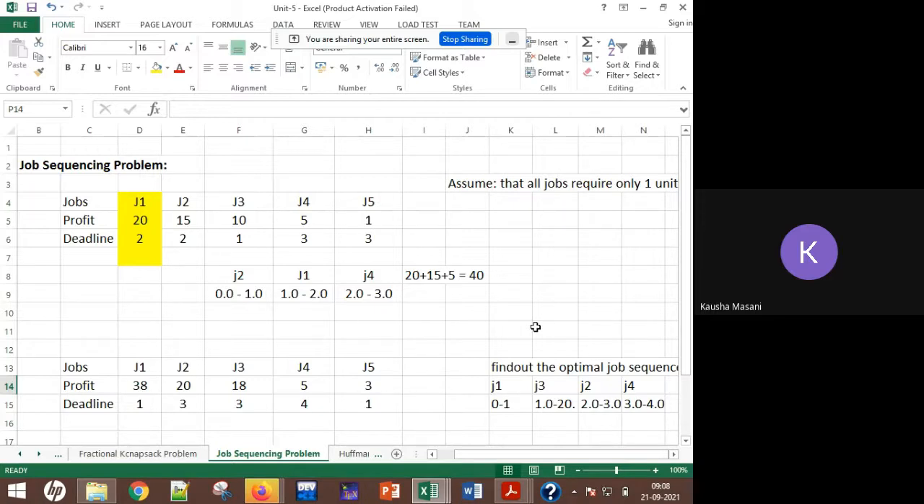You have to assume that irrespective of their deadlines, the job will require only 1 unit of time. Suppose I tell you, okay students, you have a total of 5 minutes to complete the task, but all of you are completing the task in 1 minute only. So that is the assumption: the job requires only 1 unit of time to finish, but the deadline for each of them is different.